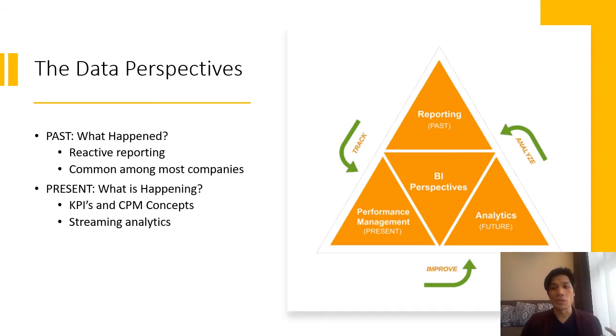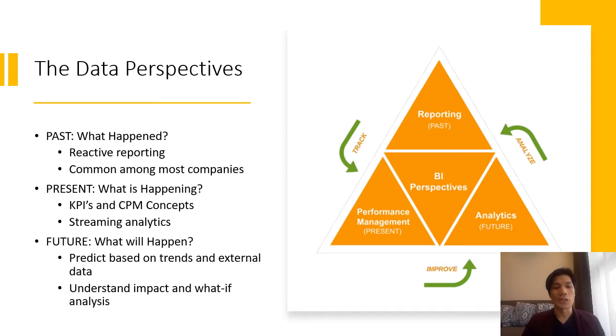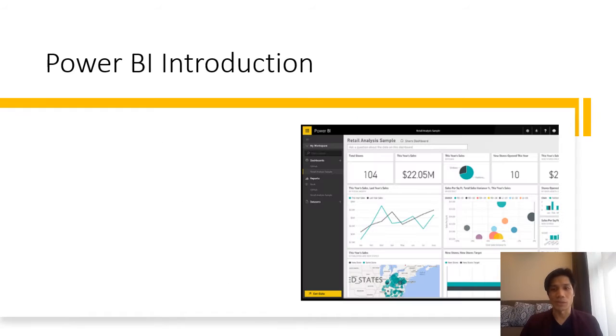But if you want to look into the future, people are trying to see what will happen. That means people are trying to predict based on the trends and external data to understand the impacts and the what-if analysis. So what we are trying to do here is to see how the reporting can track management performance, and then how management performance can improve by analyzing the future, and of course using these analytics to predict the future, and basically use analytics to help with better business decisions. And this is what business intelligence is really all about.